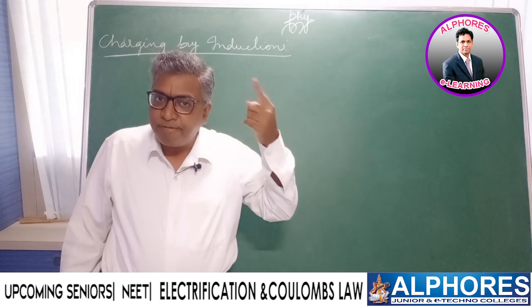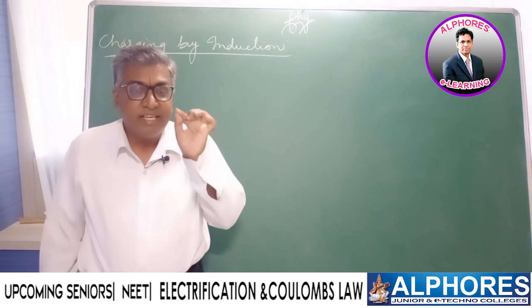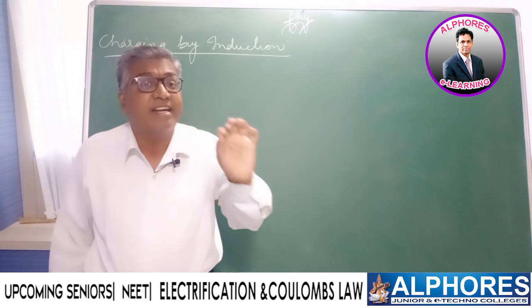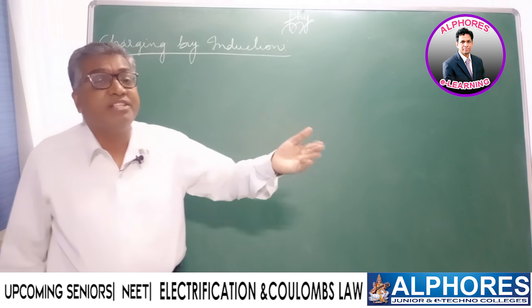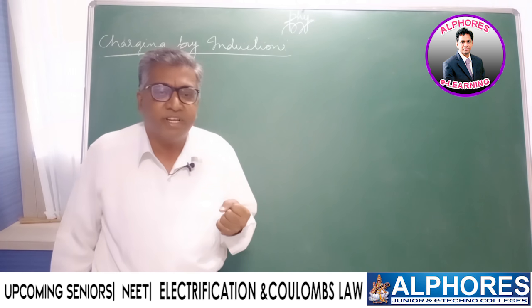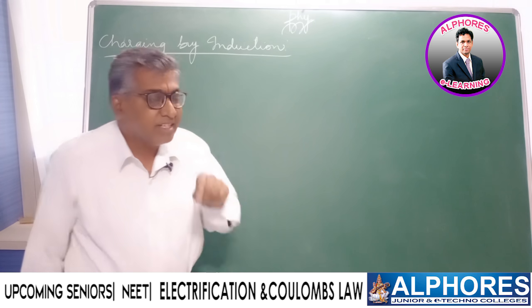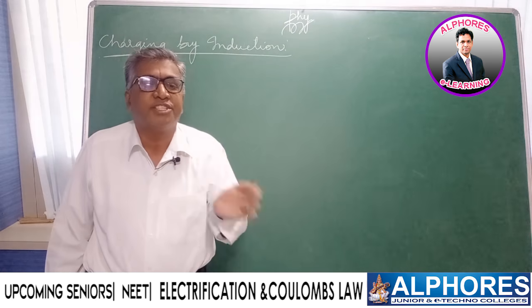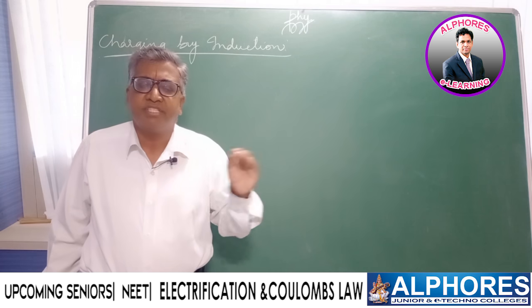In charging by friction, you can produce charge even on an insulator. In charging by conduction, you can produce charge only on a conductor. You cannot transfer charge to an insulator, because an insulator does not possess any free electrons, so it doesn't obtain charge. But in this one, you can give charge to an insulator as well as to a conductor, irrespective of the nature of the body electrically. You can give charge to anything.